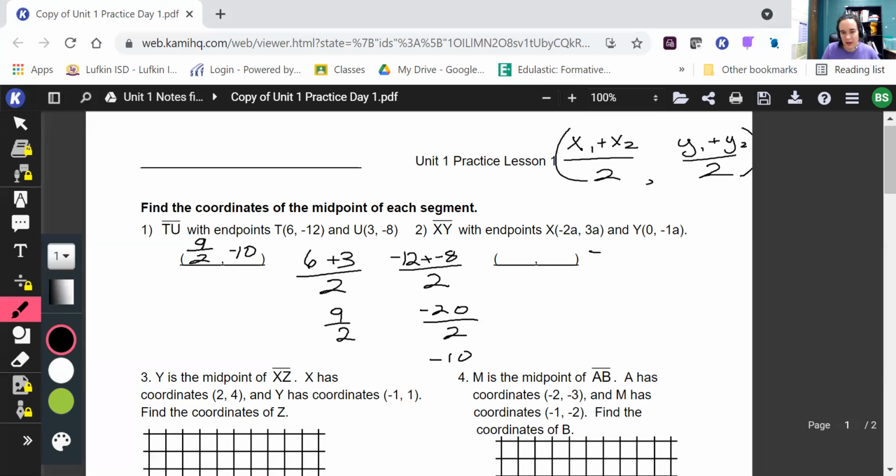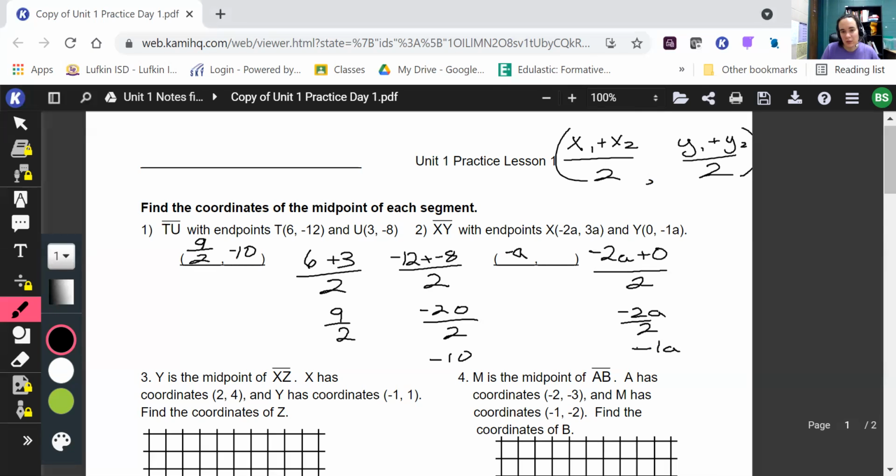So -2a is x1 and 0 is x2. So we've got -2a plus 0 over 2. So -2a plus 0 is -2a, divided by 2 is -1a. So that was a -2 divided by 2. It gets us -1a, or just -a.